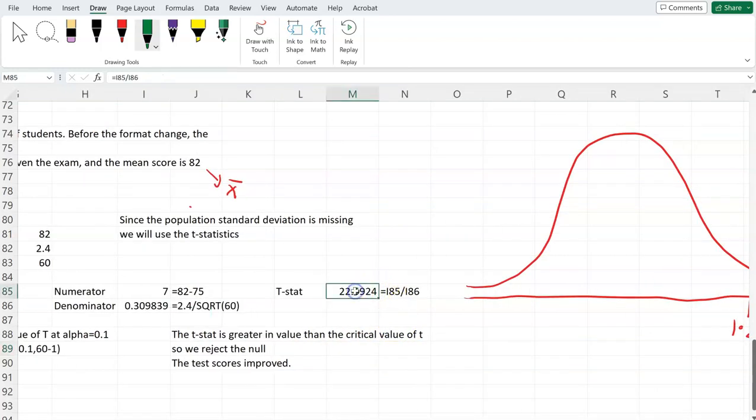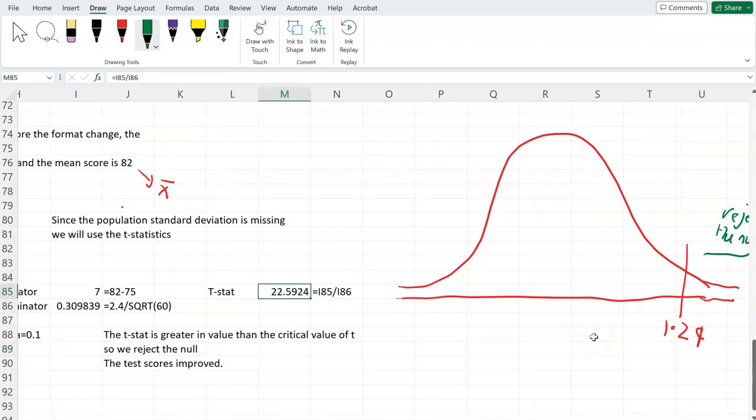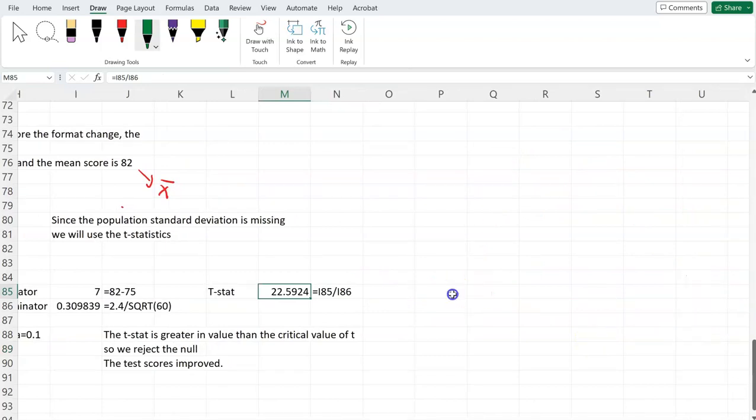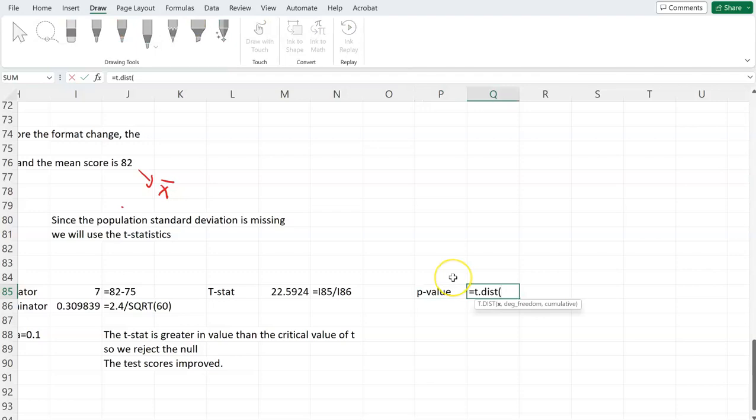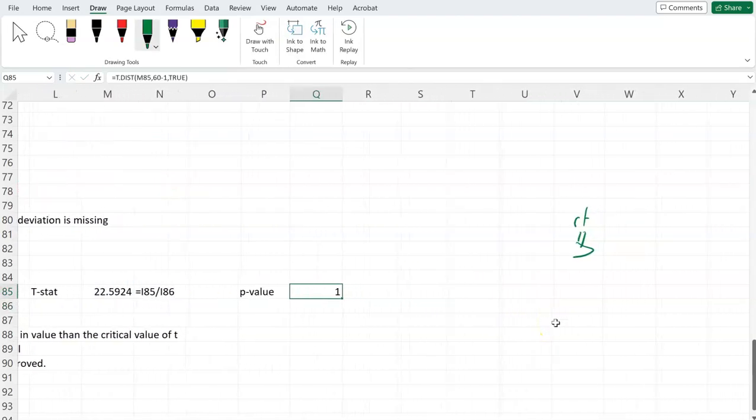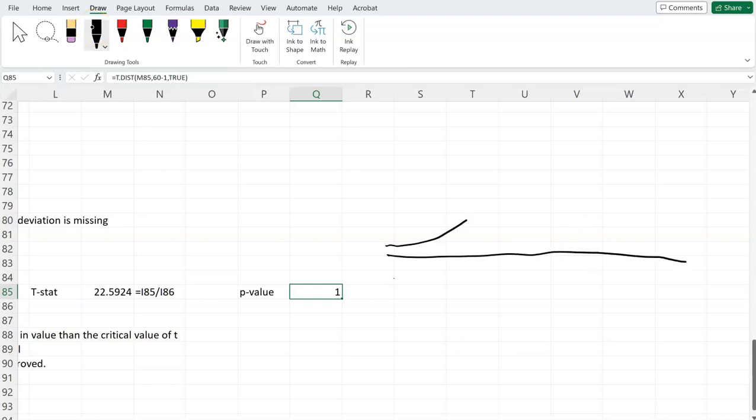Similarly, I can find the p-value instead of finding the critical value of t. So what I can write is, instead of the critical value of t, I can write p-value. That would be equal to, now in this case, that's my x. The degrees of freedom is going to be 60 minus 1. Cumulative, it is true. And I get a huge number. Now that doesn't make sense. Why is that?